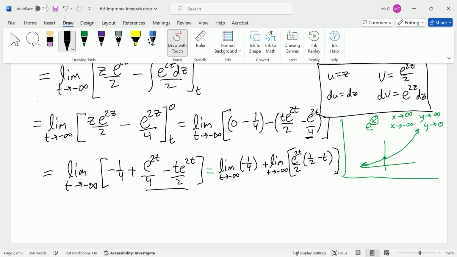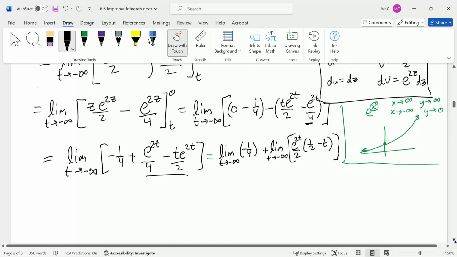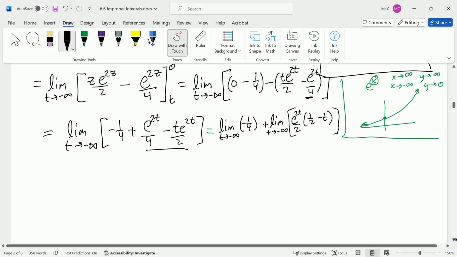Now I've made a little bit of an assumption here. By splitting up this limit, I'm assuming that both of these limits exist. I'm going to show that they both exist now. This first one exists obviously because it's just the limit of a constant. The second one, we're going to have to apply L'Hopital's rule to. Now if I found that this limit didn't exist, I'd have to go back to this step and try something else. But it's going to work out, so we'll be all right.